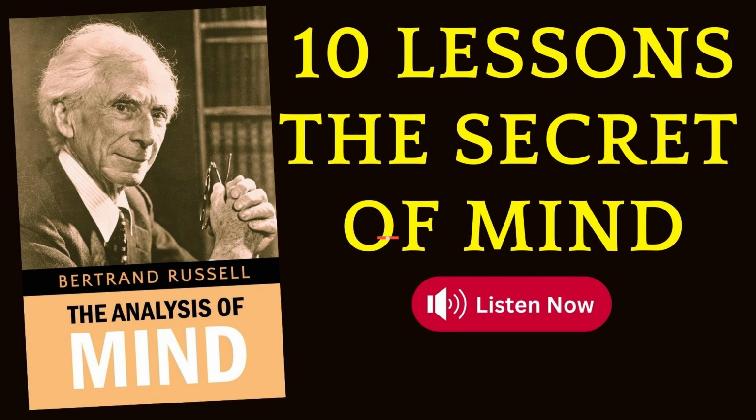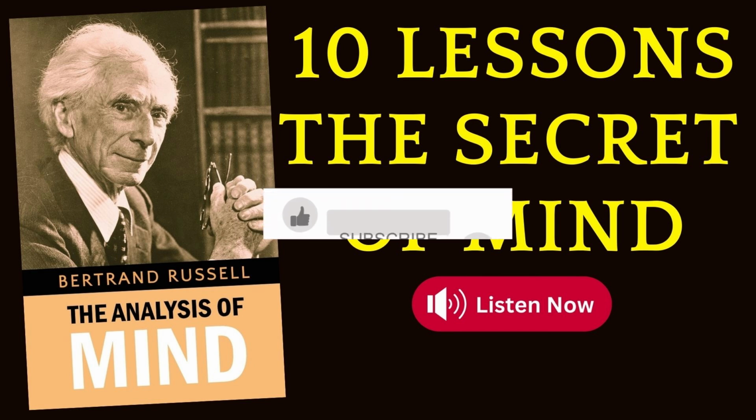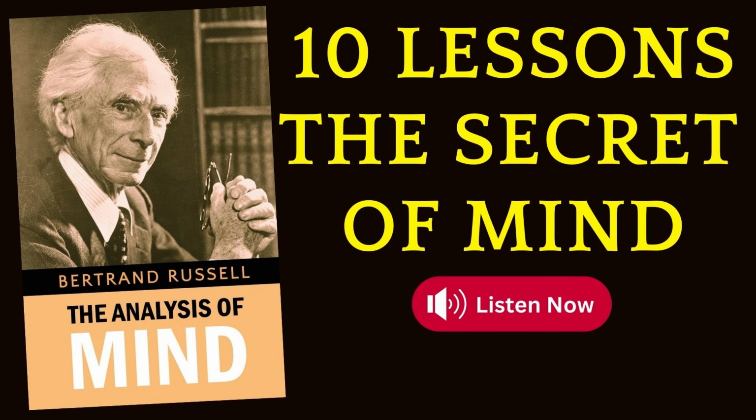These examples from the Analysis of Mind illustrate Russell's innovative approach to understanding the mind and his efforts to reconcile psychological and physical theories. By examining various perspectives and proposing new ideas, Russell contributes to a deeper and more comprehensive understanding of mental phenomena. Here are 10 key lessons from this profound work.